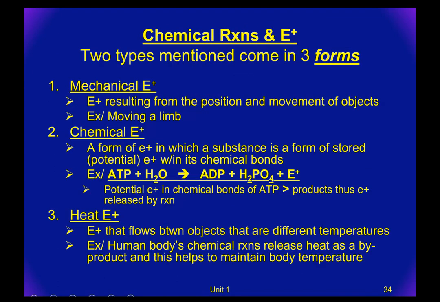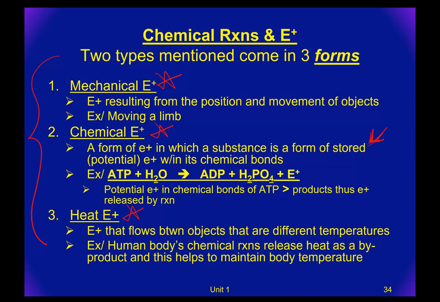Now, those two types I just mentioned actually come in three forms. There's mechanical energy, chemical energy, and heat energy. Mechanical is pretty easy. Mechanical is energy that results from the position and movement of objects. So moving a limb is a good example of mechanical energy because physically there is something switching positions.